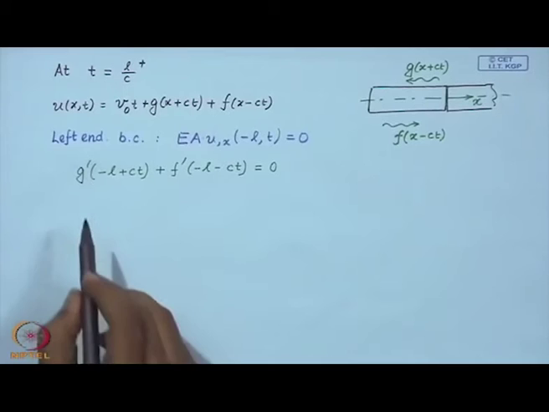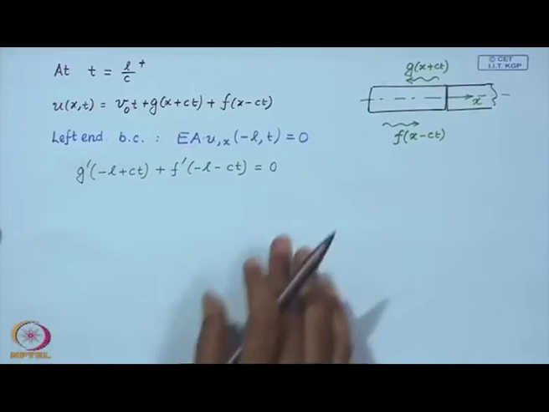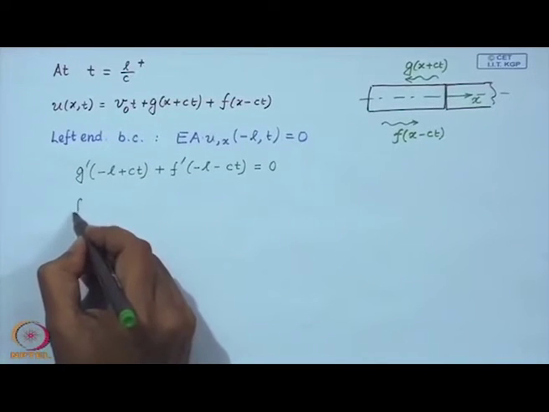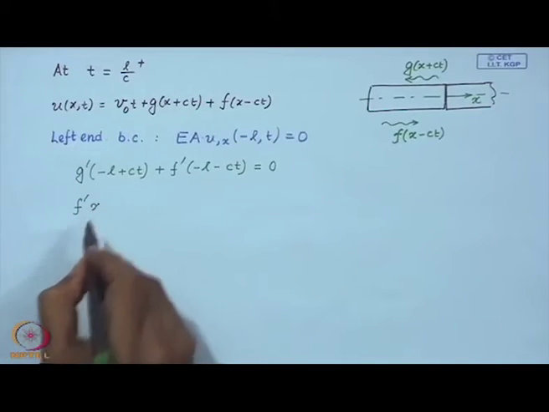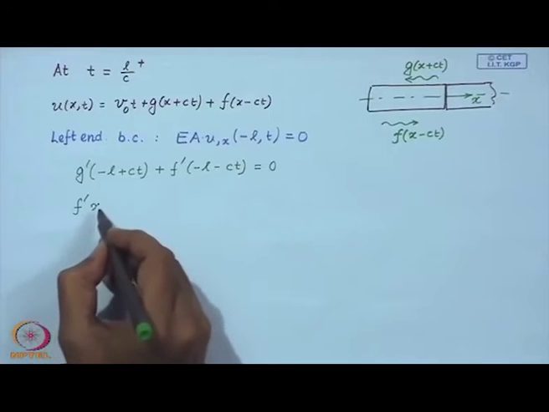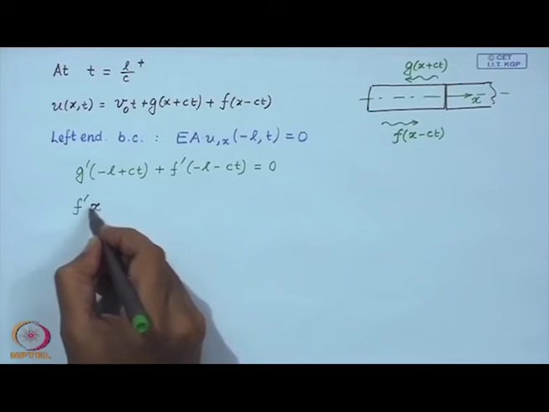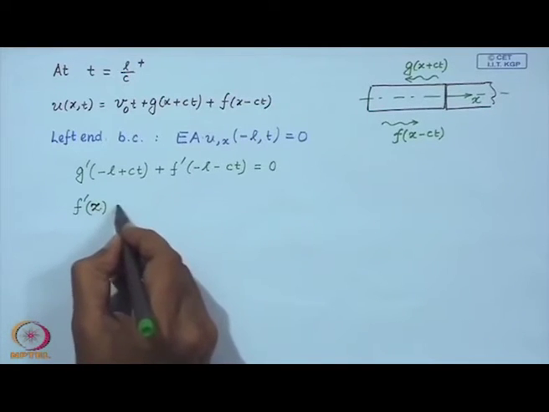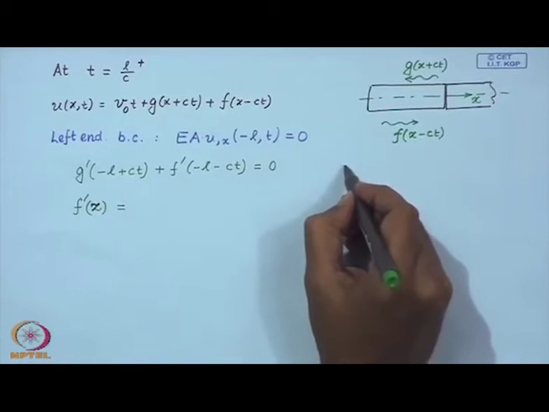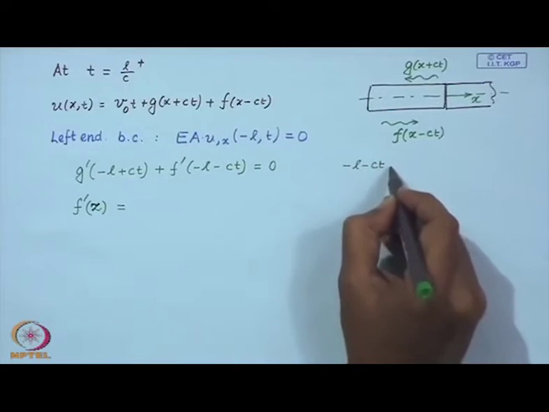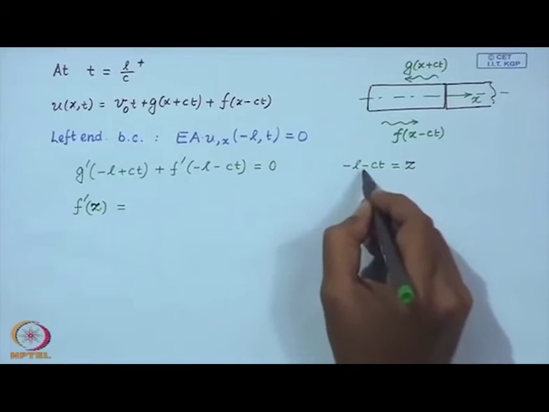Now, g prime is already known to us, and if you substitute that expression of g prime that we just derived, we can write this f prime(z). So, let me make this substitution. Let me define this small z as minus L minus ct.